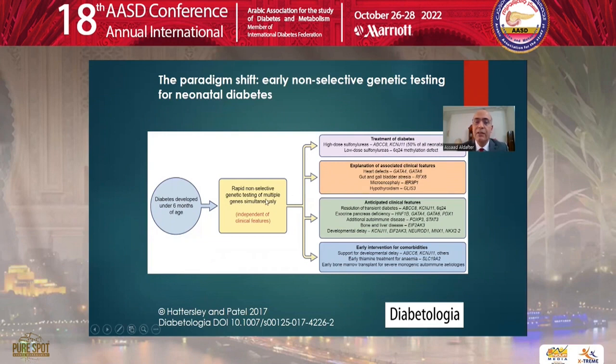So in neonatal diabetes, you need high dose sulfonylurea in this group of mutations, and low dose sulfonylurea in this group. Again, you can predict an explanation for associated clinical features like heart disease, gut and gallbladder atresia, microencephaly, hypothyroidism. You can anticipate clinical features, look for further problems, and intervene early for comorbidities, like support for developmental delay, early thiamine treatment for anemia, and early bone marrow transplant for severe monogenic autoimmune etiologies.